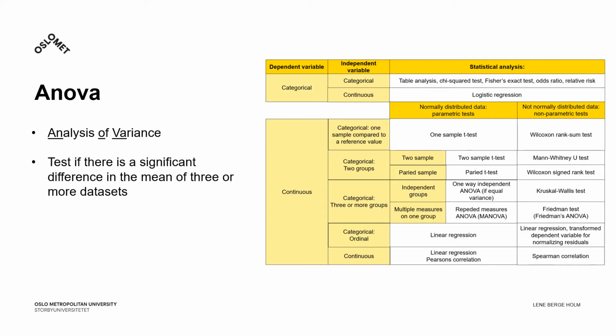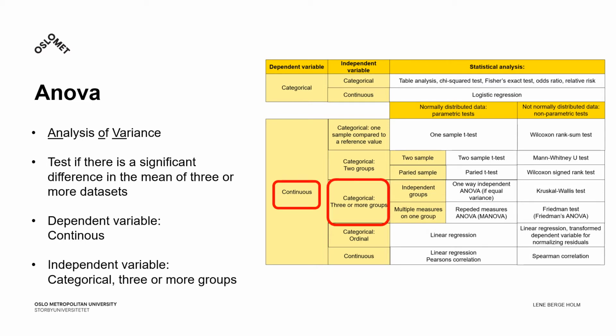This is the test I want to use if I want to see if there is a significant difference in the mean of 3 or more data sets, and where my dependent variable is continuous and the independent variable is categorical. But I then have 3 or more groups. So this is where I want to look in my table.